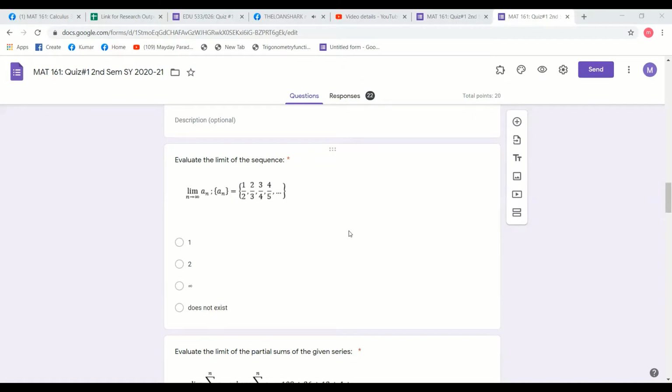Or you may evaluate the limit of this one by transforming the sequence to its general form, and the general form of the sequence is n over n plus 1. If you recall your lesson in calculus 1, we evaluate the limit by factoring out 1 over n on both sides. So we will cancel out 1 over n, and we will have 1 over 1 plus 1 over n. And if we evaluate the limit, 1 over n is 0, so we have 1 over 1. So therefore, the answer there is 1.